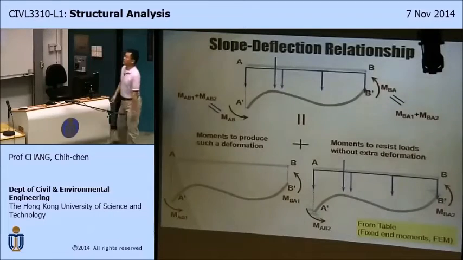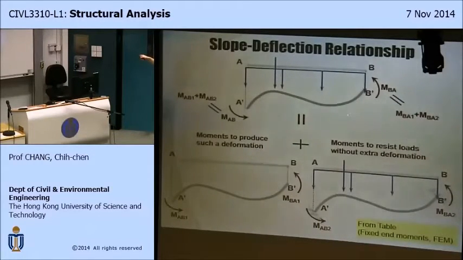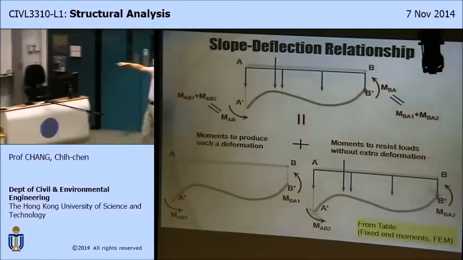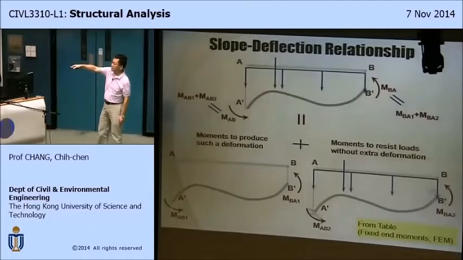So that's a complete case. This real case can be considered as a superposition of two scenarios. One scenario is, what is the moment required to generate such a configuration? The second is, what is the moment required to resist such external loads without further deforming the structure?